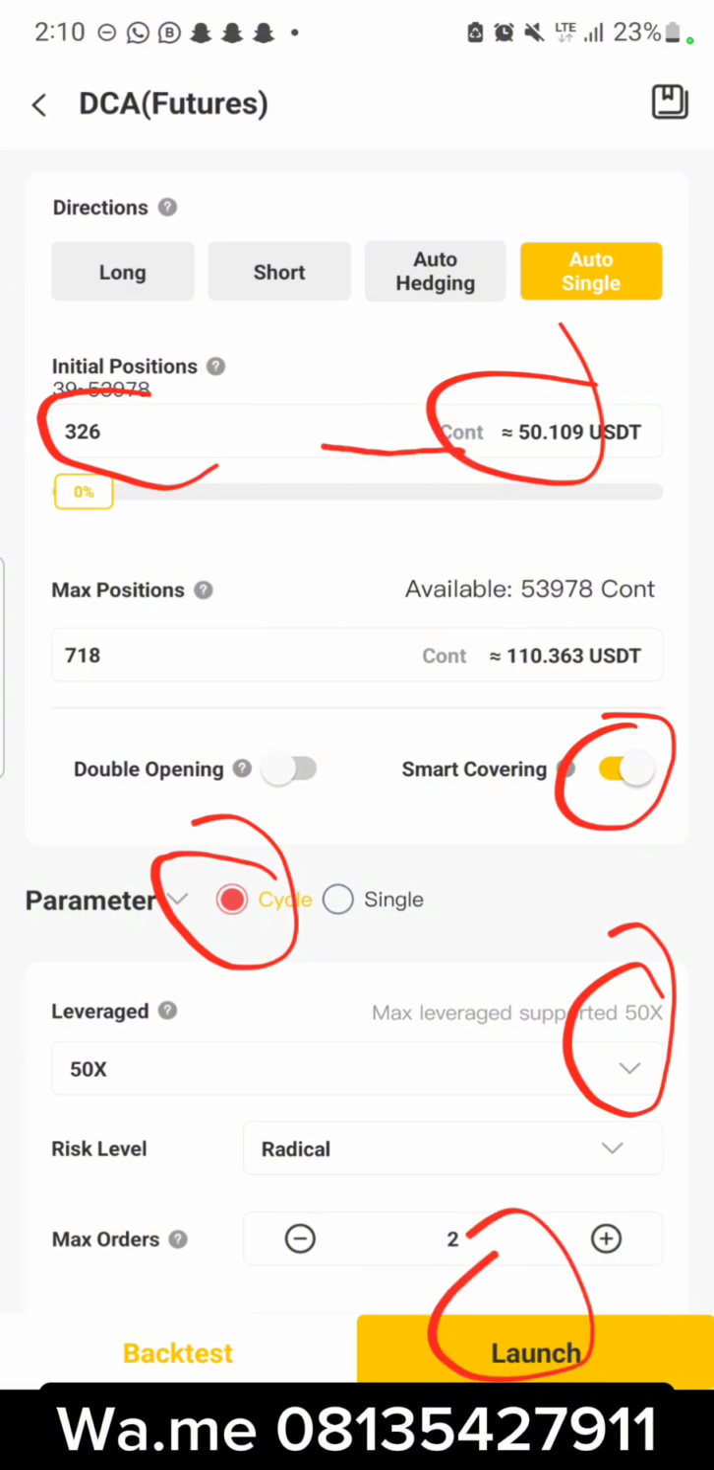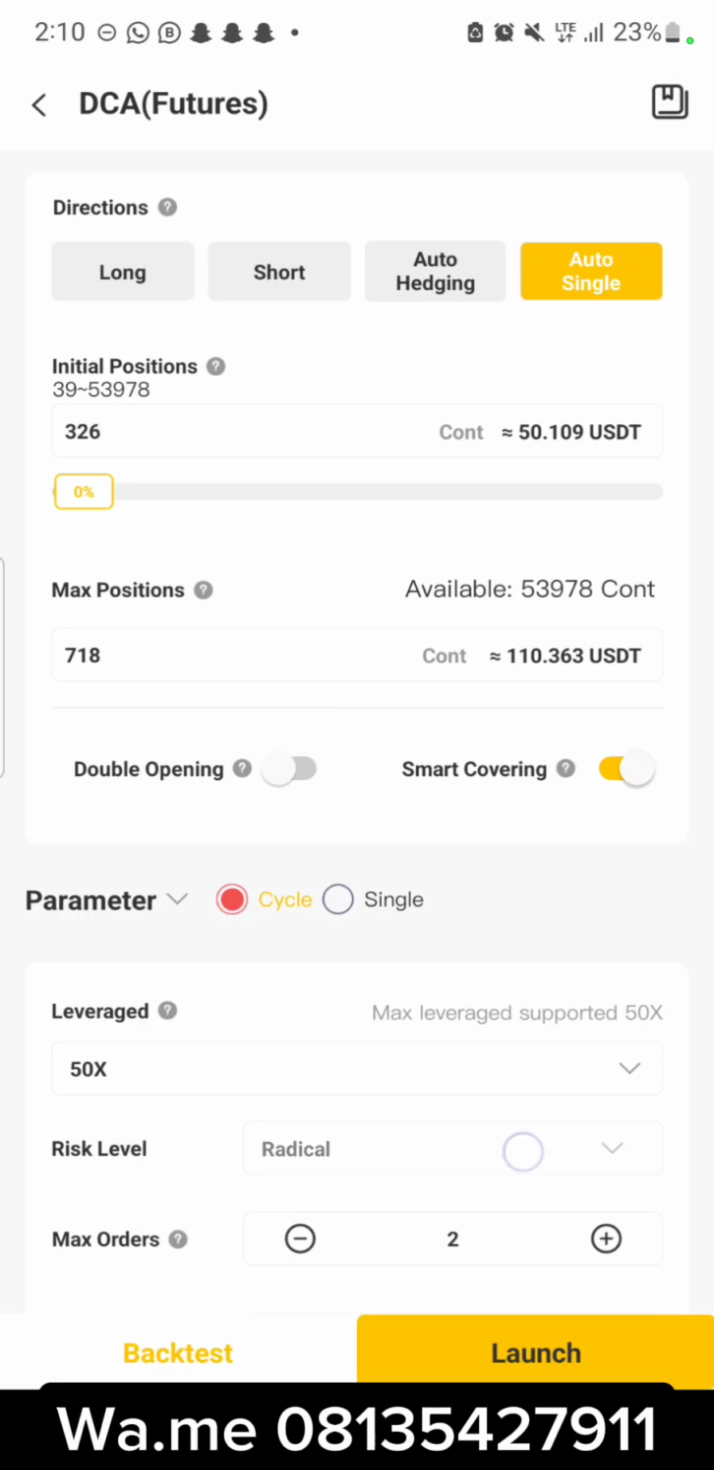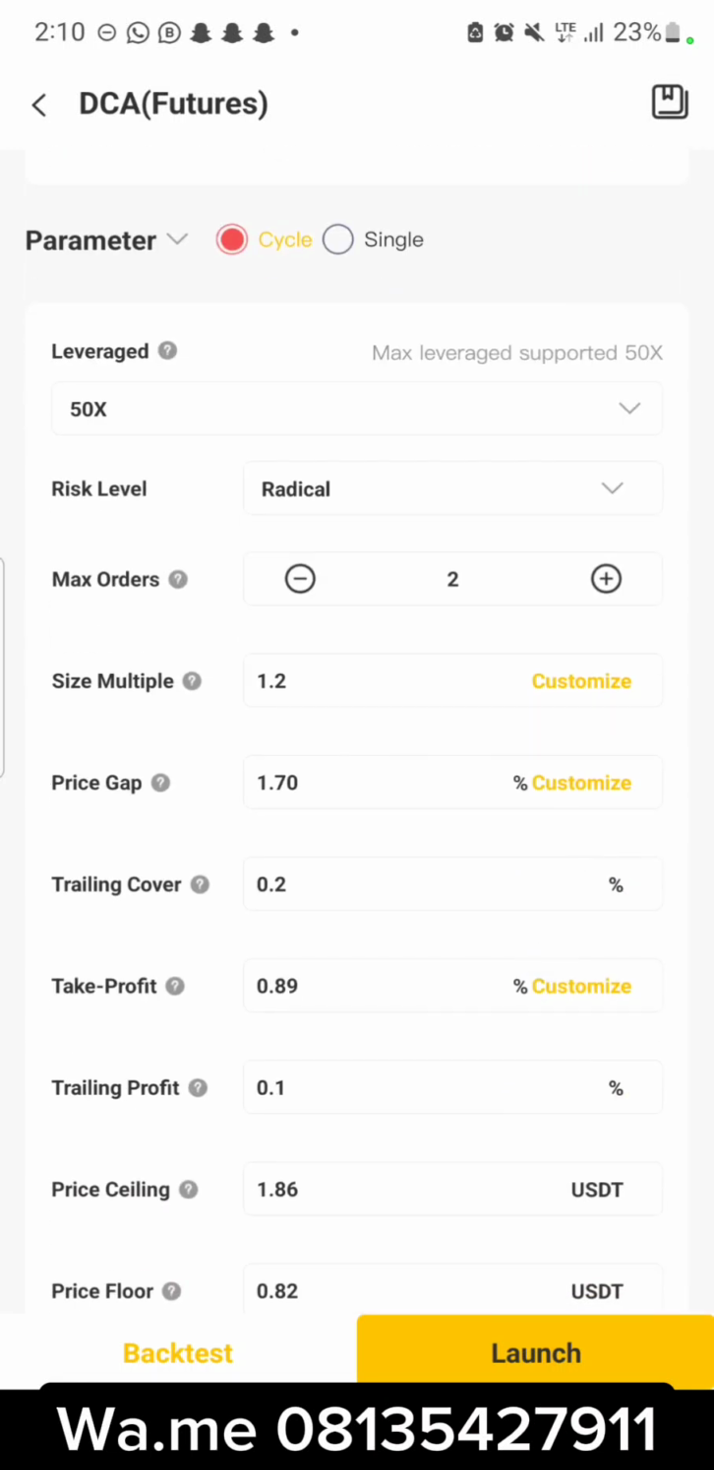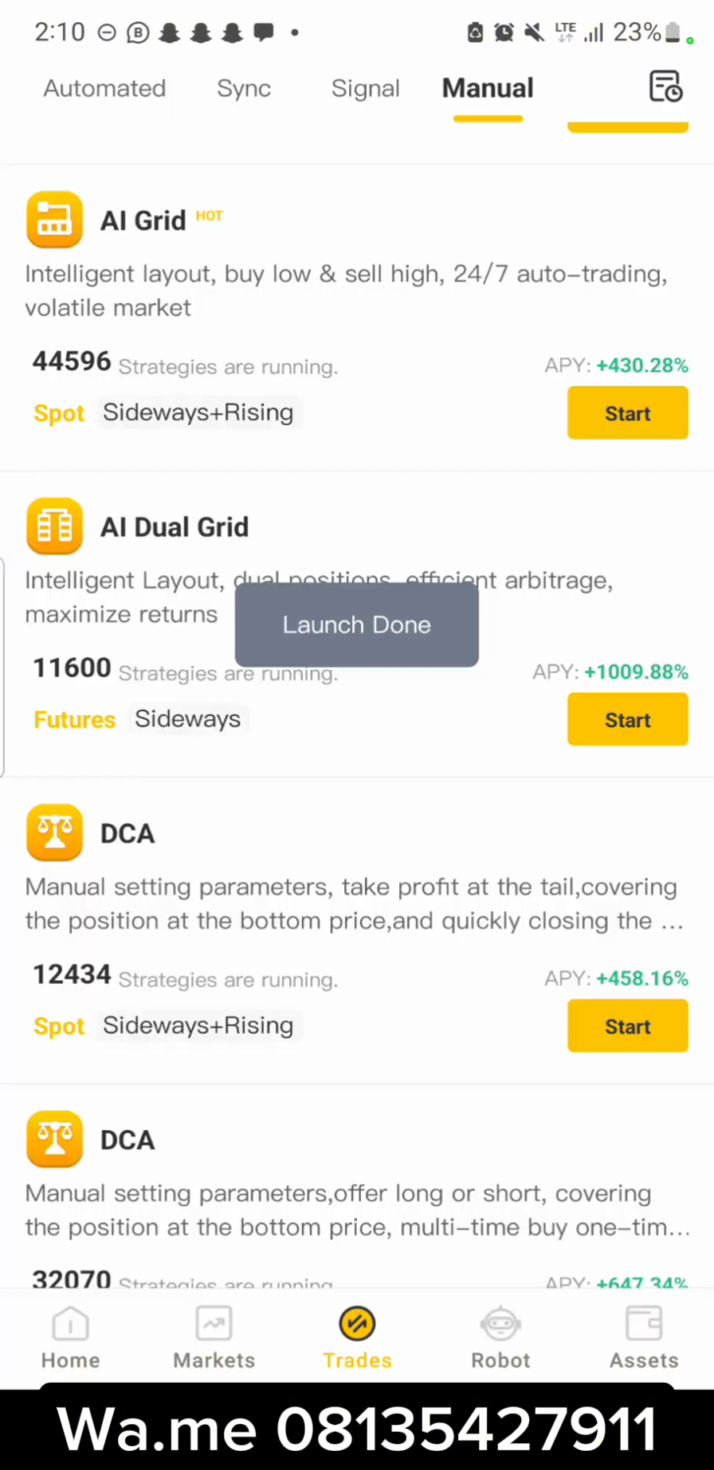This trade is called the Margical strategy. It's going in with $1, but it's going to make it look like $50, you understand? So your profit is going to be calculated on the $50. So now let's check the profit. Take profit 0.89, which is good. So I will launch and then I will show you what I was talking about.